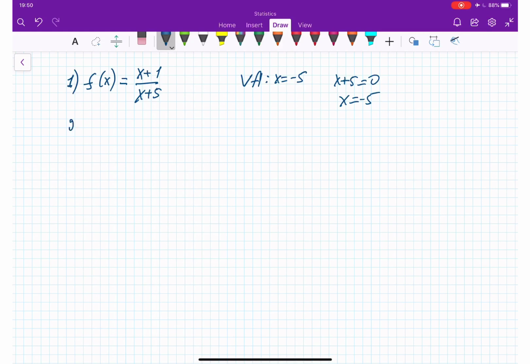Number 2. Let's say I have f of x equal to 1 over x squared plus 2. How much is the vertical asymptote here? There is no vertical asymptote, because this denominator will never become 0. Even if you put x equal to negative 2, because you have squares, negative 2 always becomes 4, and plus 2 is 6, so there is no vertical asymptote.